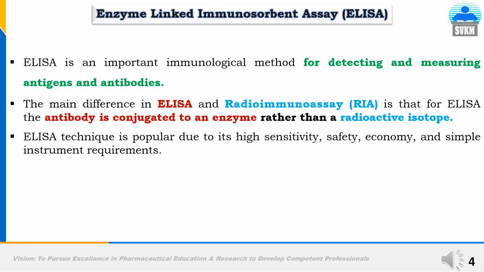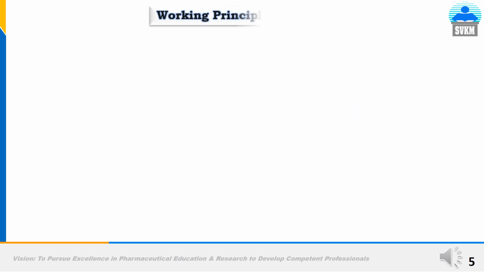ELISA is enzyme linked immunosorbent assay. It is one of the important immunological methods for detecting and measuring antigens and antibodies. If we compare ELISA with the radioimmunoassay, there is very minor difference between these two techniques. In ELISA, antibodies are conjugated with the enzymes, whereas in radioimmunoassay, the antibodies are conjugated with the radioactive isotope. ELISA technique is very popular because of its high sensitivity, safety, economy, and its simple instrument requirements.